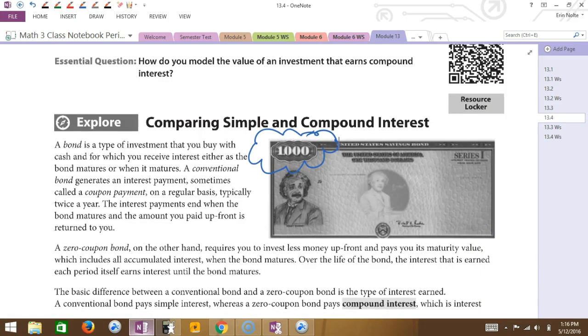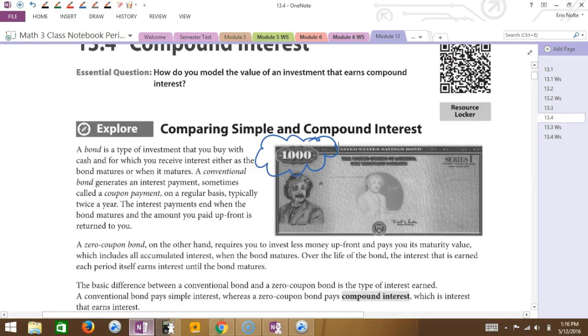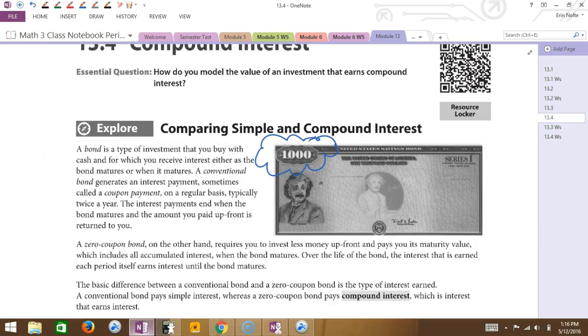Okay, so here is this idea of compounded interest. Here is an explore idea. We have a bond. Anybody know what a bond is? It's an investment that you buy with cash, for which you receive interest. You can go to the bank and say, I want a bond. I'm going to put $1,000 into a bond, and they're going to say, okay, we'll give you this percent for every year you keep it in there.